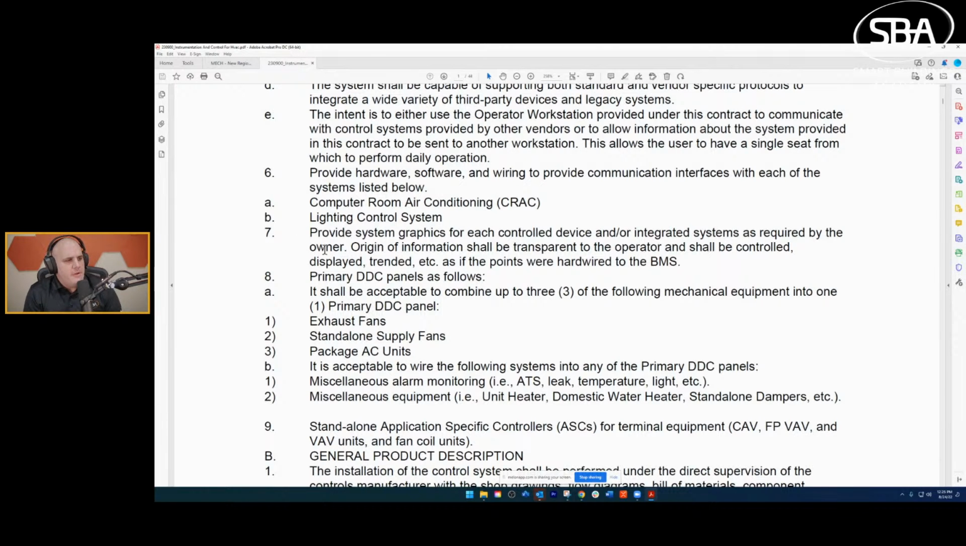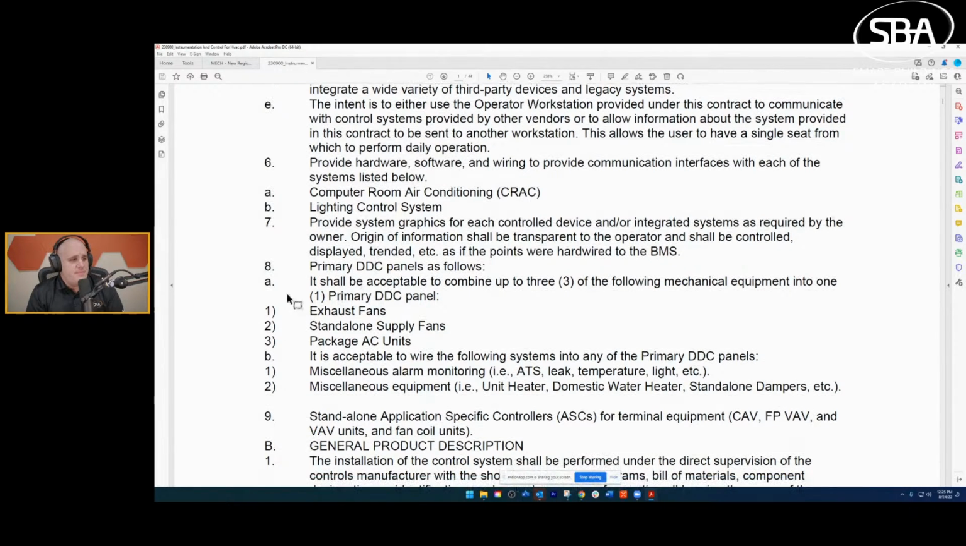All right. So moving right along, we have some things we just want to red flag here that we have to integrate to. CRACs is mostly like a Liebert SiteLink or something like that, or whoever they're called nowadays now that they got bought. Lighting control system is typically going to be like a BACnet integration, something like that.